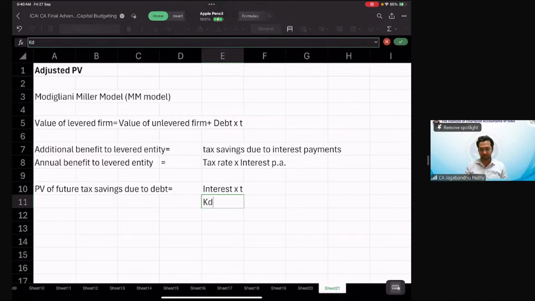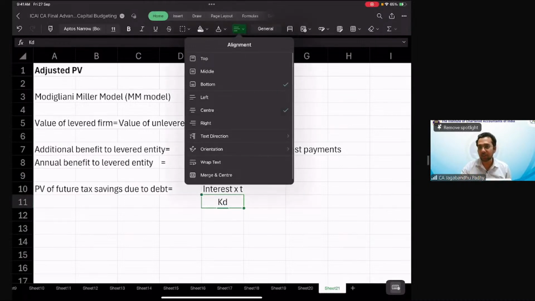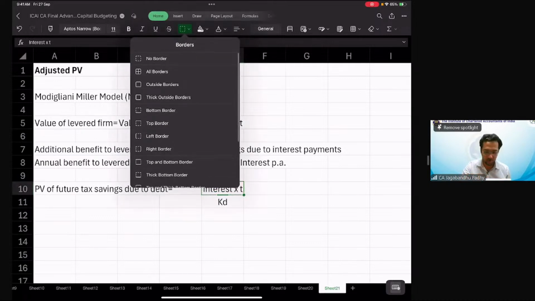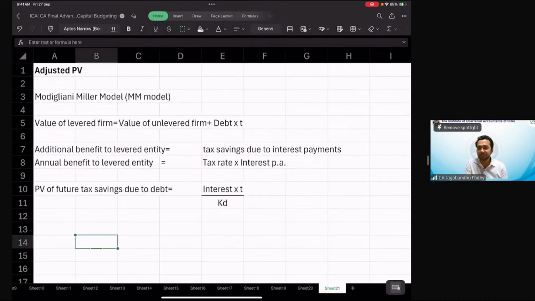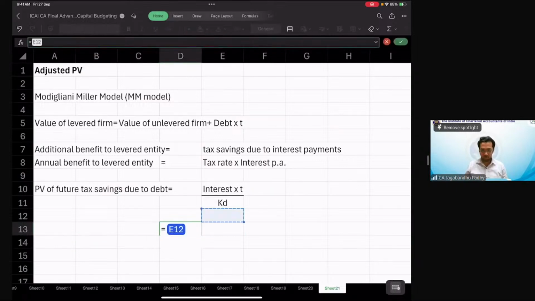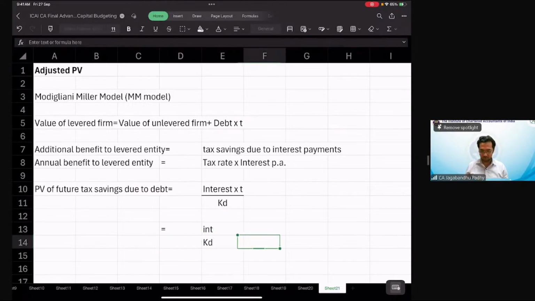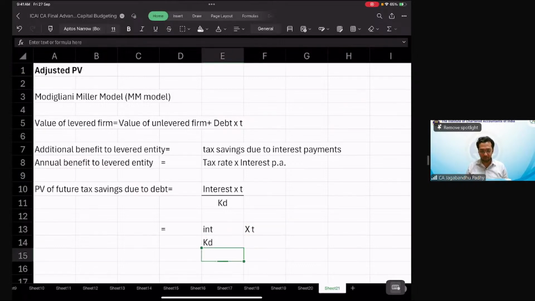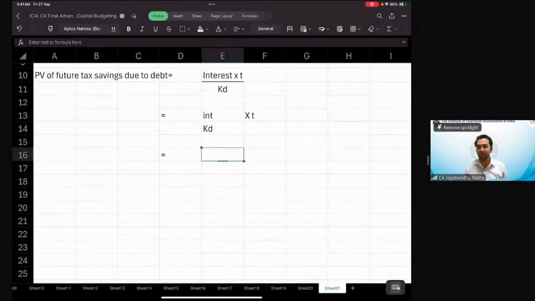Can I say cost of debt? I should divide it by cost of debt, right? Because if I want to get the present value of future tax savings, I should divide it by cost of debt. Correct, guys? Yeah. So if I just make a bit change, interest upon cost of debt multiplied by tax rate. Now, what is interest divided by cost of debt? Tell me.